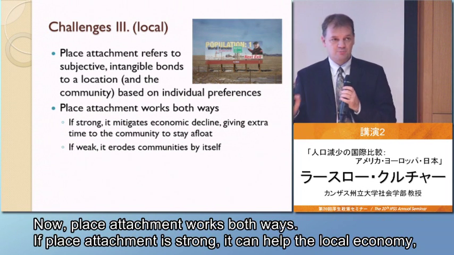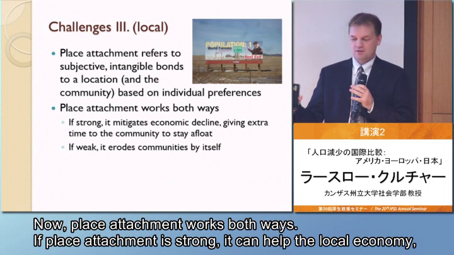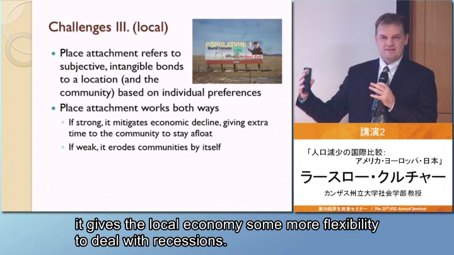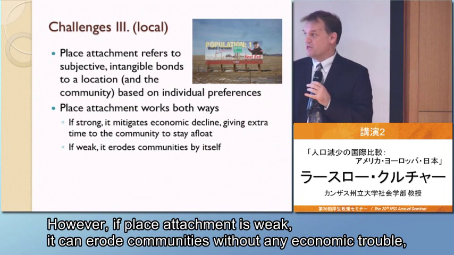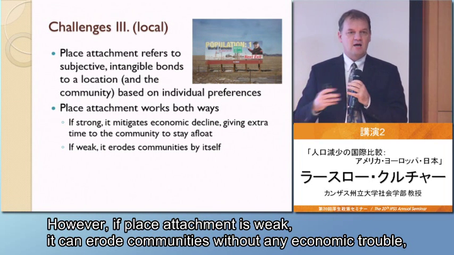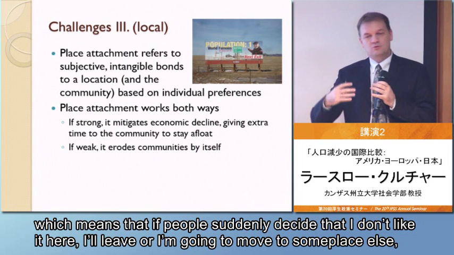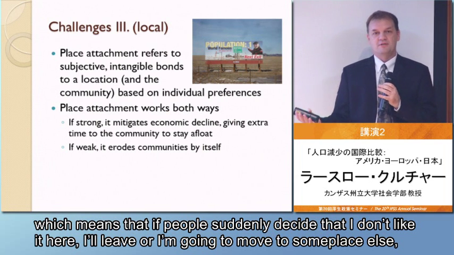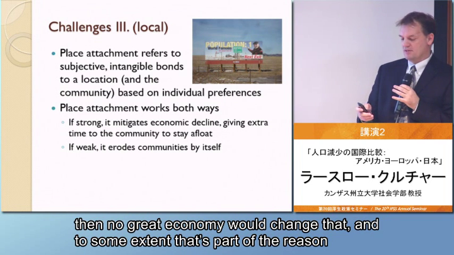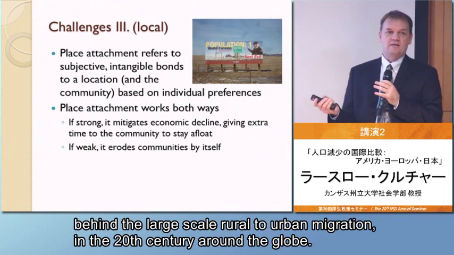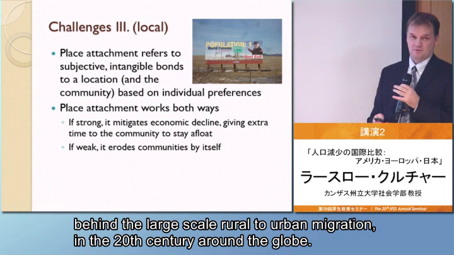Now, place attachment works both ways. If place attachment is strong, it can help the local economy. It gives the local economy some more flexibility to deal with recessions. However, if place attachment is weak, it can erode communities without any economic trouble. Which means that if people suddenly decide that I don't like where I live and I'm going to move to someplace else, then no great economy would change that. And to some extent, that's part of the reason behind the large-scale rural to urban migration in the 20th century around the globe.